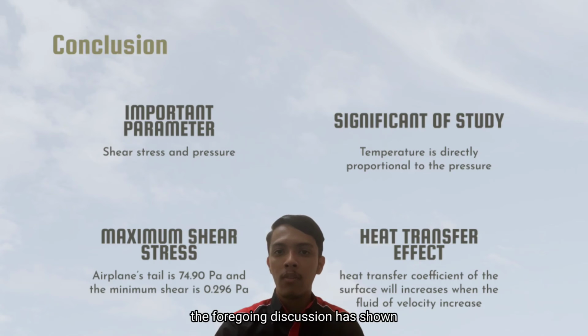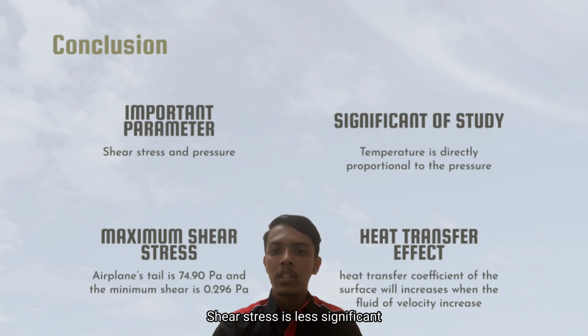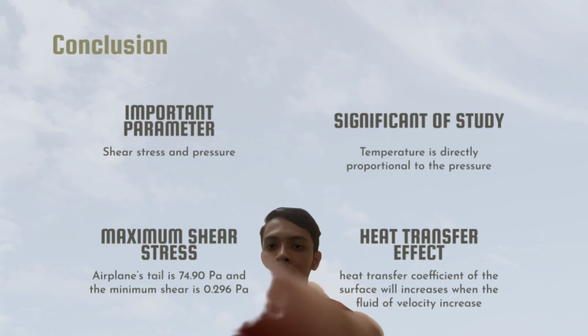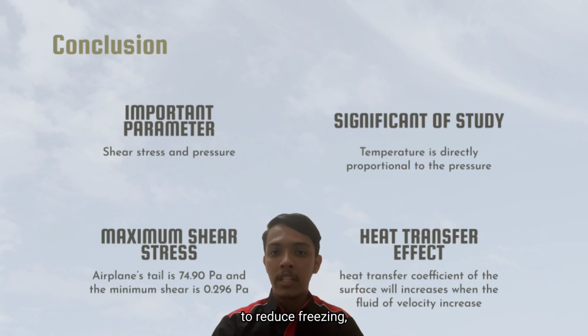In conclusion, the foregoing discussion has shown that the shear and pressure are the important parameters that exert the force on the airplane. The maximum shear stress acted upon the airplane tail is 74.9 Pascal and the minimum shear is 0.296 Pascal for wall shear. Shear stress is less significant if the velocity of the airplane is higher. The significance of study for tail design and innovation to reduce freezing shear effect is important because the temperature is directly proportional to the pressure.